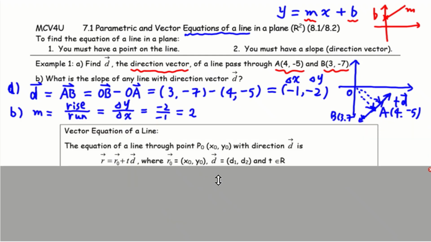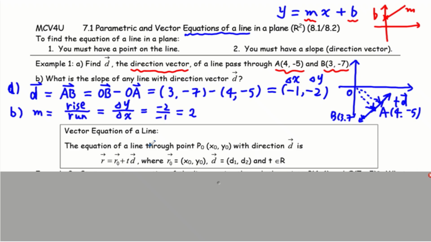So we continue to see how we can write the equation of a line out. If we have a point x0, y0, and we have the direction d, what we could write is, we write this one as our vector r0. Then the equation of that line is r equals r0 plus td. So it's similar to our y equals mx plus b. This is our b.